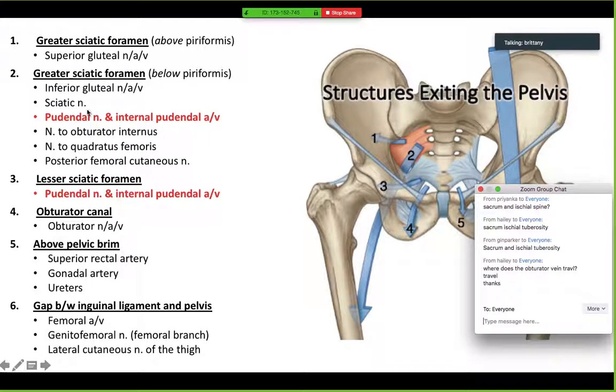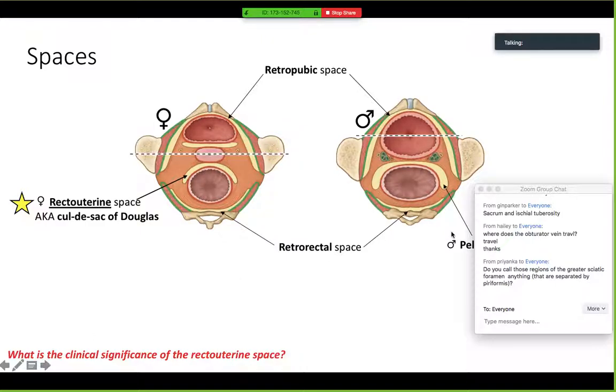And then I would say the second most important point of this slide is that the pudendal nerve and internal pudendal artery are going to travel through both the greater and the lesser sciatic foramen. No, we just refer to them as so within the greater sciatic foramen, but either above the piriformis or below the piriformis.